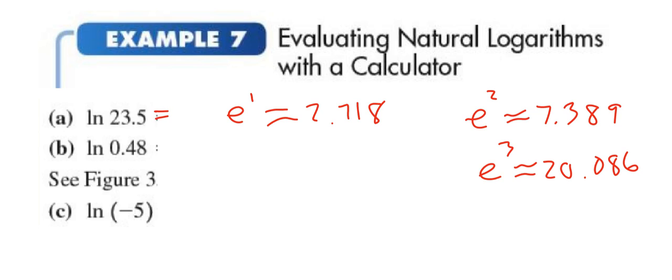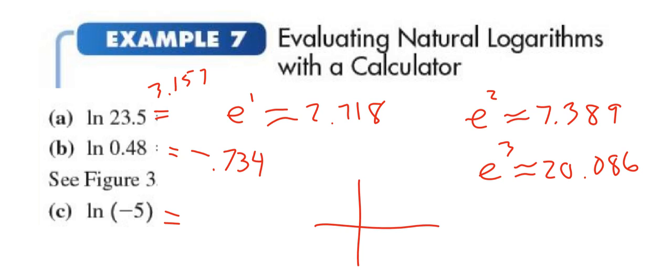And if you type ln 23.5, you get 3.157. And that makes sense. This is obviously going to be a negative number because it's smaller than 1. Natural log 0.48, negative 0.734. Okay, and then of course this one, well, remember how we talked about every logarithm graph looks like this, and you're asking me for what's going on at negative 5 out there? Oh, no solution. Right?